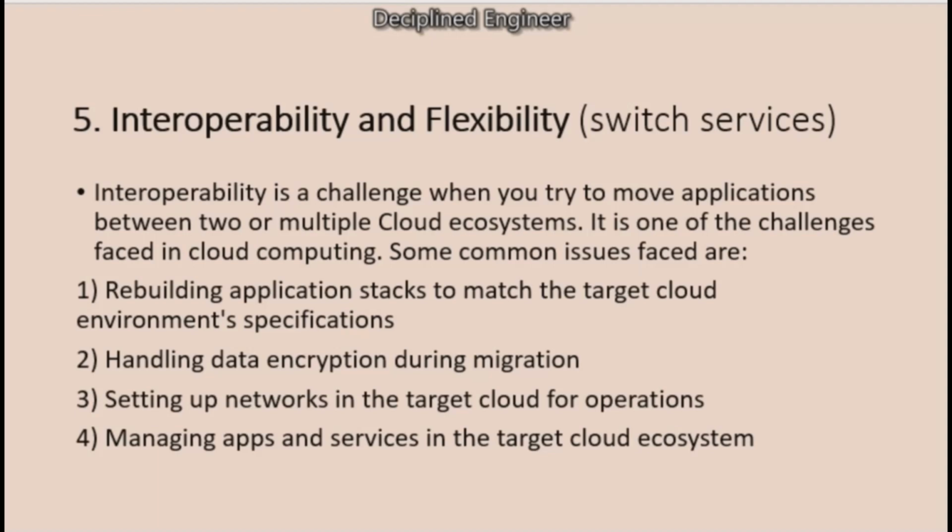time consuming. So when you move data from one cloud environment to another cloud environment, it's important to ensure that the data remains secure during the migration process. This is done through data encryption, which means that the data is scrambled so that it cannot be read by unauthorized parties. However, handling data encryption during migrations can be challenging because it requires careful planning and implementation to ensure that the data remains secure throughout the process.